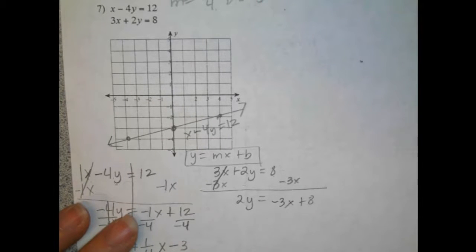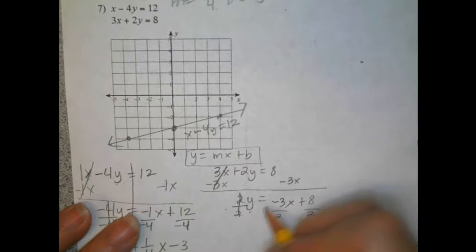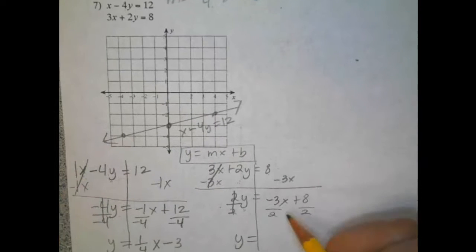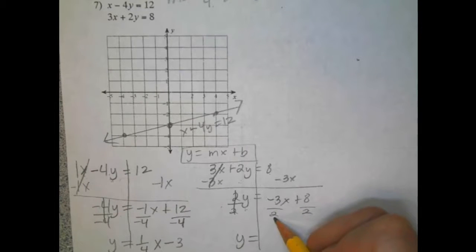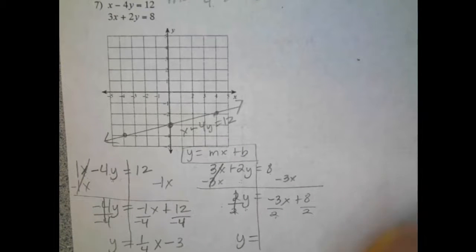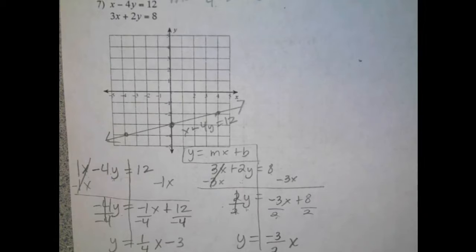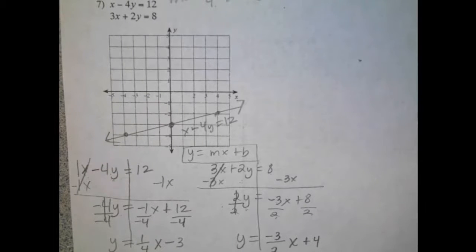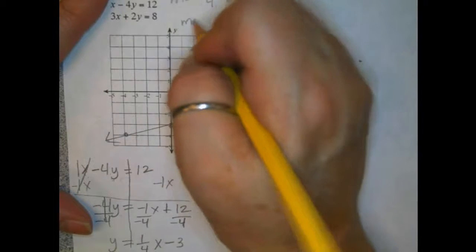Almost done. Y is not by itself. How do I undo this? By dividing. I'm going to divide by what number? Positive 2. That becomes 1, right? Positive 1y. So y is going to equal negative 3 over 2. Can that reduce? No. So let's leave it in that form. Negative 3 over a positive 2. X tags along. I have a positive 8 divided by a positive 2. What does that give me? Positive 4.